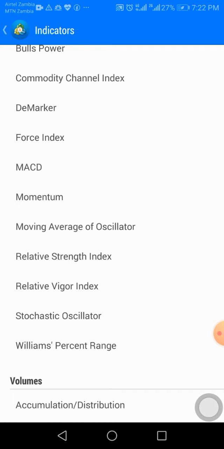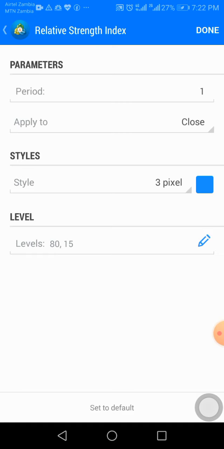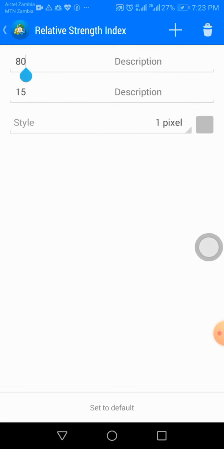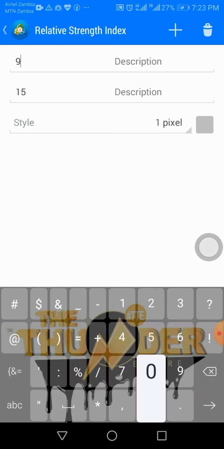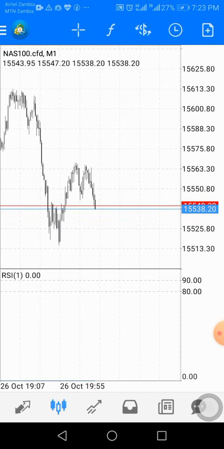So please pay attention. The first indicator I'm going to add is the RSI, the relative strength index. Now make sure you check for the settings on period. This is not how it is usually, it's on default. So make sure you take a screenshot and change the settings to the way I'm going to put them. So your first RSI period is 1, apply to close, the style is 1 pixel. You can put any color there. I went with blue. The levels of this RSI, the level above should be 90 and the level below should be 80. Then the style should be 1 pixel, like that. Okay, and then we say done. So that's the RSI below there.